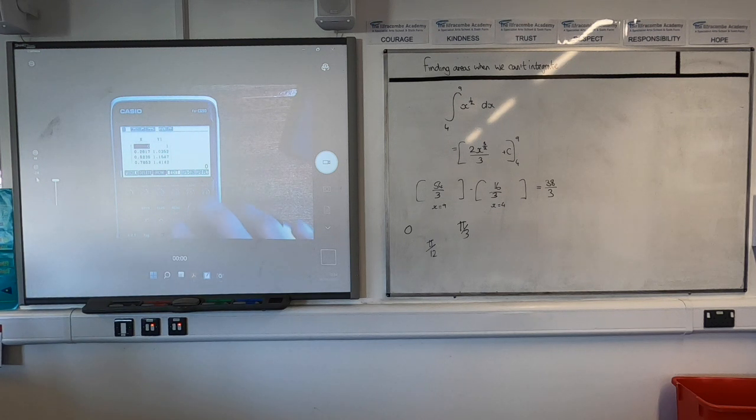So my start is 0, so it was 0 to pi over 3, which is what I'm trying to work out the area between, and then the step is how wide the strips are. So each strip is pi over 12, which is... I'll have to do the table over here.